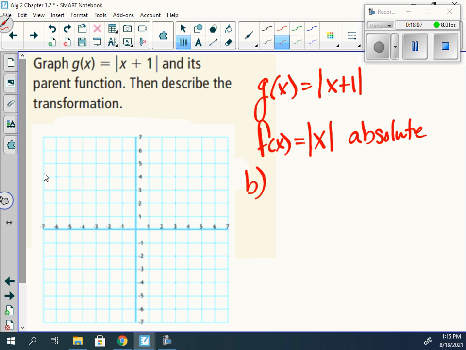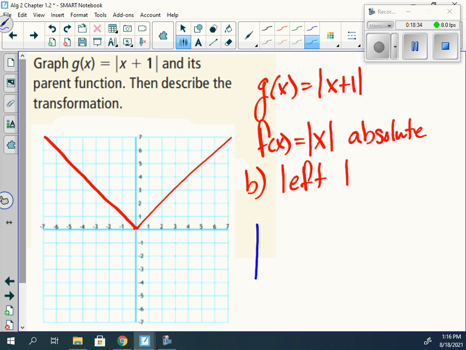Okay. So, yes, it is left 1. It is left 1 unit. Now, I'll show you this in 2 ways and kind of explain it in 2 ways so y'all can see this.